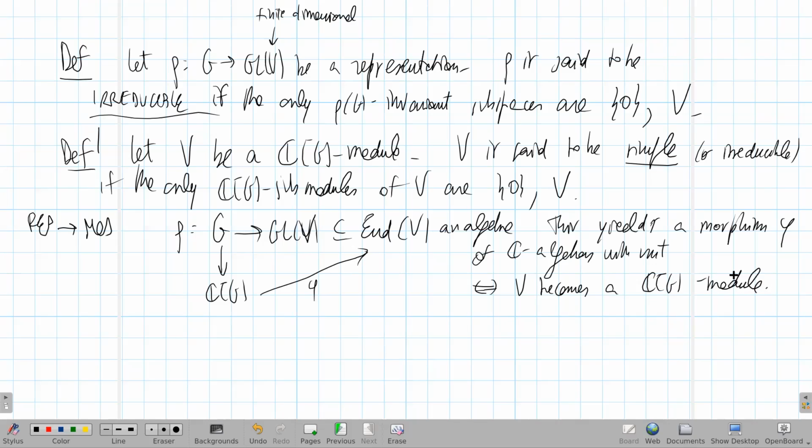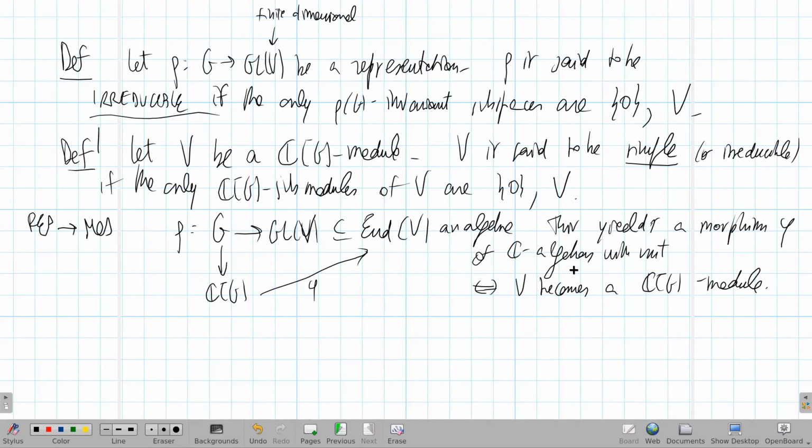Because recall that an alternative way of defining a module over a ring, over an algebra, is to say that V is, in this case, a CG module if you have a morphism of algebras with unit from CG to End(V). It's also a way of defining vector spaces. If you want to say what a vector space is, you take the ring of endomorphisms of an abelian group, and then you give a morphism of algebras with unit from the field to End(V). It's the same. If you read out the conditions, you get exactly the axioms of vector spaces.